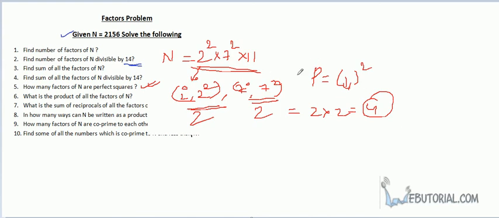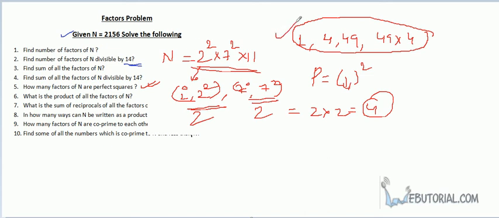If you want to visualize what are those perfect squares, so they are 1, 4, then 49, and the last one 49 into 4. So these 4 are the factors of this number, and which is also a perfect square. I'll just repeat, to find the perfect square you just need to take the even powers of all the prime factors, and whatever is the number of even powers, you just have to multiply that and you will get the number of factors of that number n which is perfect square. I hope this is clear.